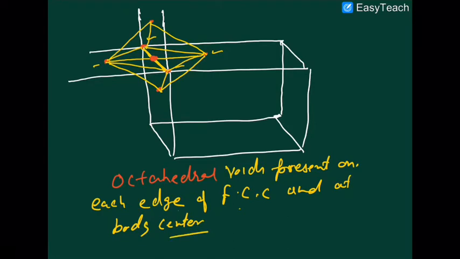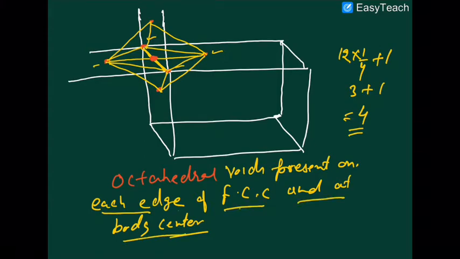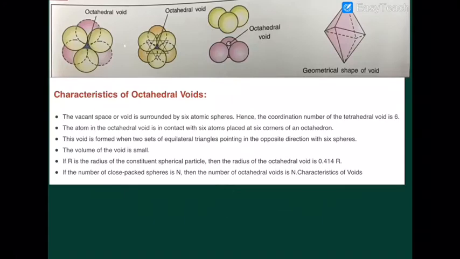So you can see here that there are 12 edges. On each edge the contribution is 1/4, and there is 1 body center. So 3 plus 1, so there will be 4 atoms total present in case of octahedral voids. Okay, I am repeating once more. The octahedral voids are present on each edge, which means the 12 edges of FCC, and at the body center. You have to keep this in your mind. So that's how you will represent the octahedral voids.